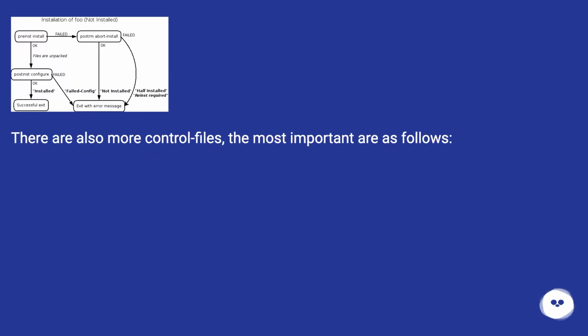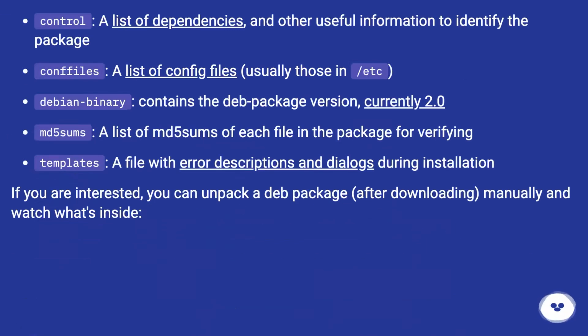There are also more control files. The most important are as follows. Control, a list of dependencies and other useful information to identify the package. Conffiles, a list of config files, usually those in /etc. Debian-binary, contains the deb package version, currently 2.0. MD5sums, a list of MD5 sums of each file in the package for verifying. Templates, a file with error descriptions and dialogues during installation.